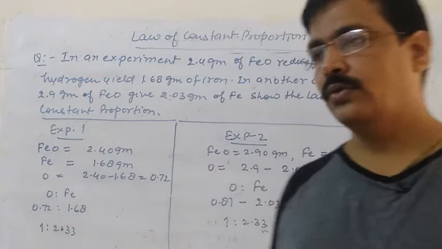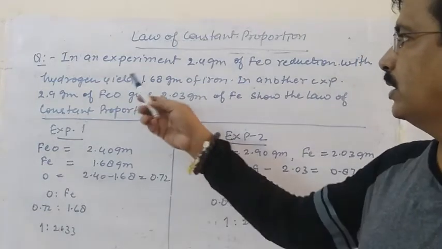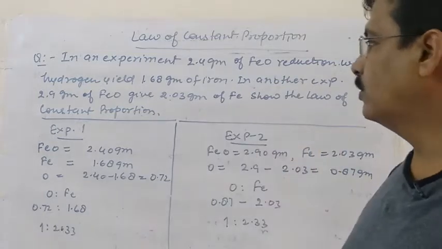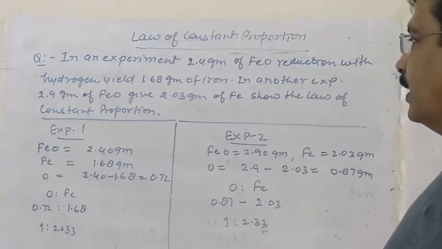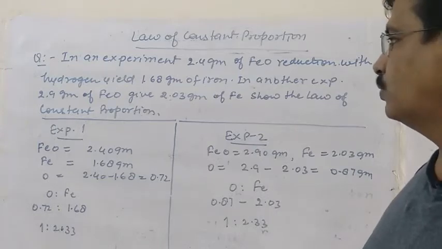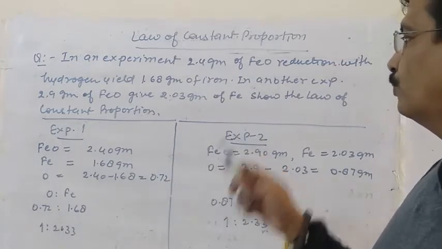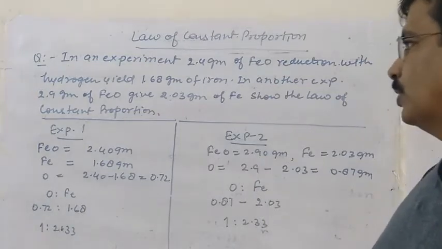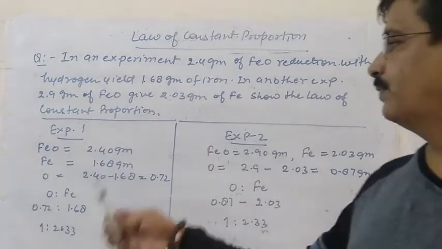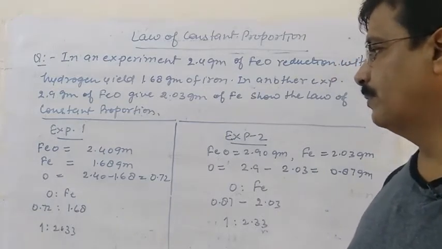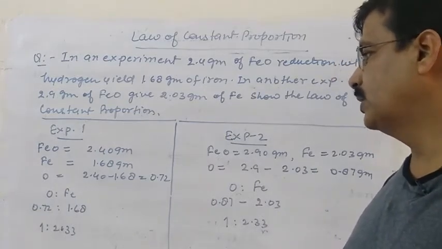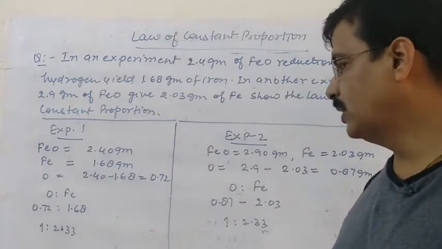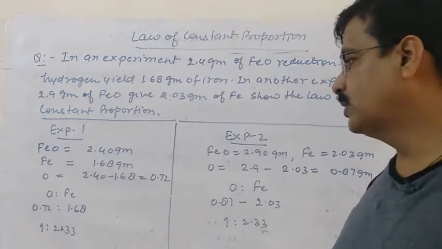Now this is related to ferrous oxide. The question is: in an experiment, 2.4 gram of ferrous oxide on reduction with hydrogen yields 1.68 gram of iron. In another experiment, 2.9 gram of FeO gives 2.03 gram of Fe. Show the law of constant proportion. We take the first experiment. We have ferrous oxide 2.40 gram and iron 1.68 gram. So oxygen is 2.40 minus 1.68, which comes to 0.72.